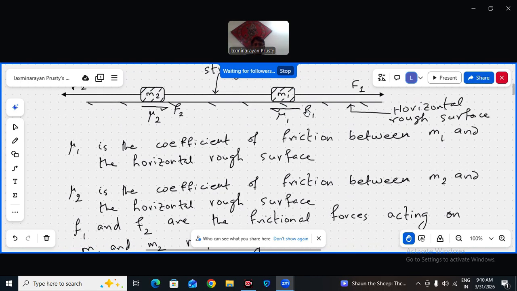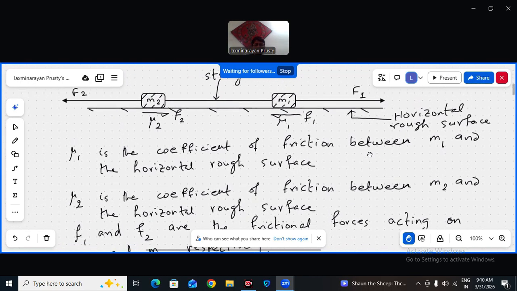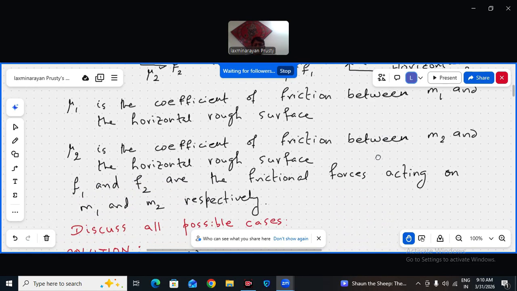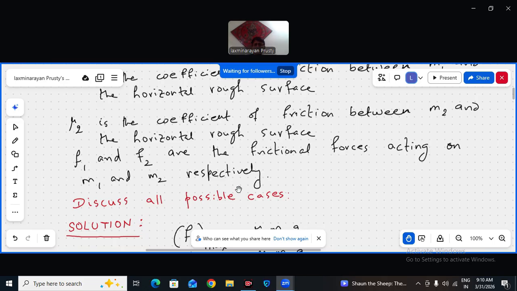So besides these external driving forces, capital F1 and capital F2, the small f1 and small f2, as you see, I have shown here, are the frictional forces acting on M1 and M2 respectively.